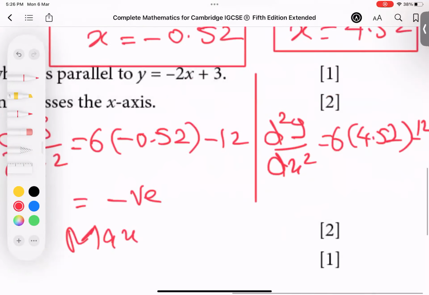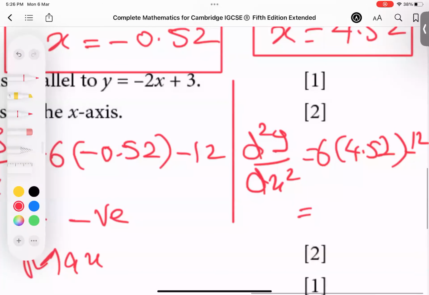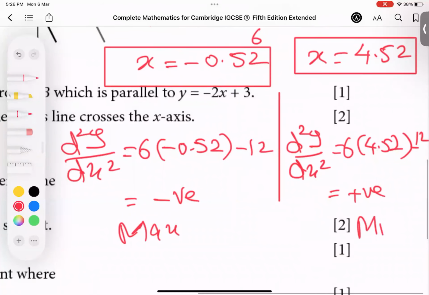Because he's not asking the second derivative sign. And here it is coming positive because 6 times 4 is 24, positive 24, negative 12. We get a positive answer. We can write the answer directly and write it here: it is a point of minima.